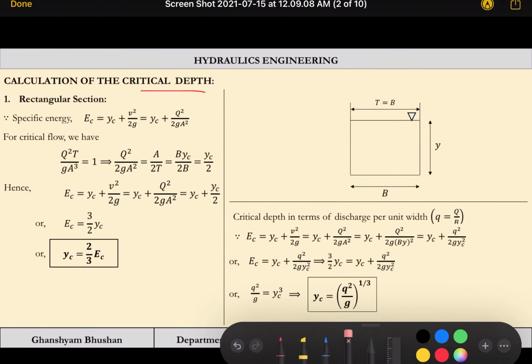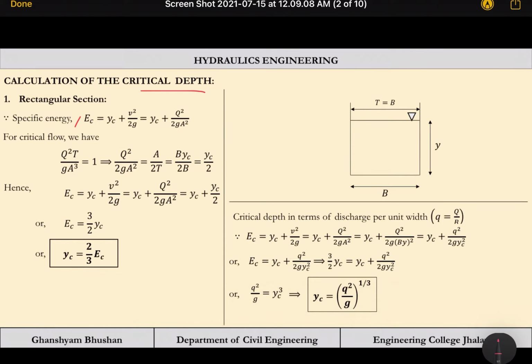So what will the specific energy become? Ec is the specific energy at the critical flow depth. It will become yc plus v square by 2g. You can also use vc for indicating the velocity at critical flow and qc for discharge at critical flow.